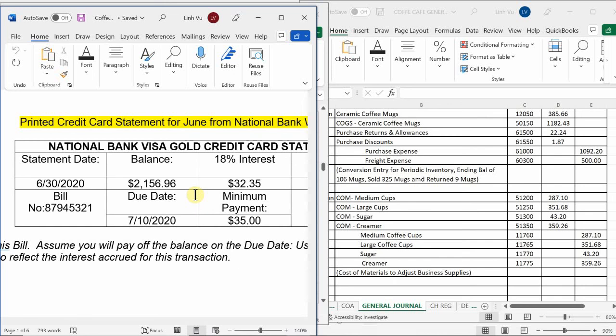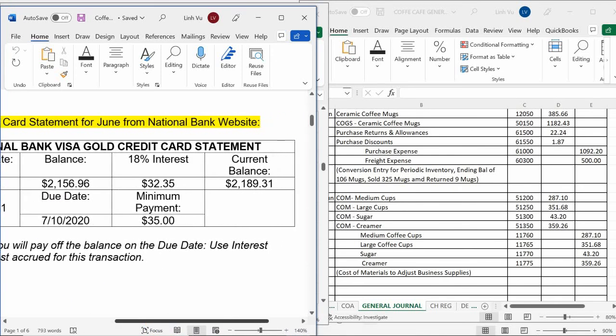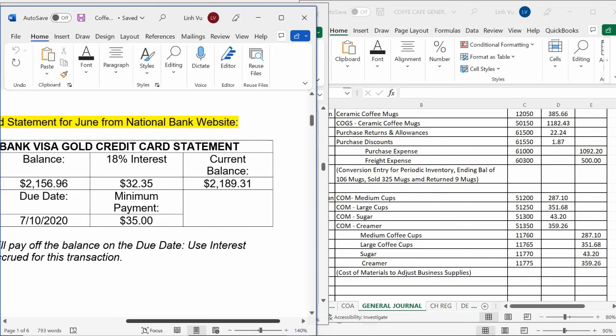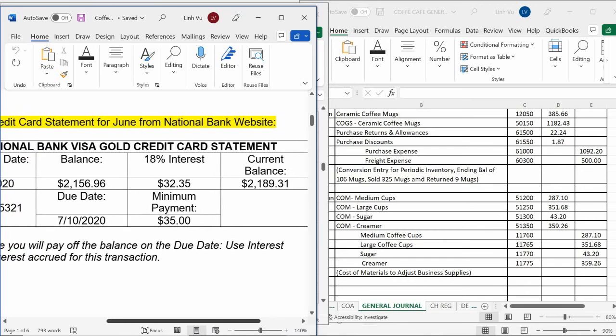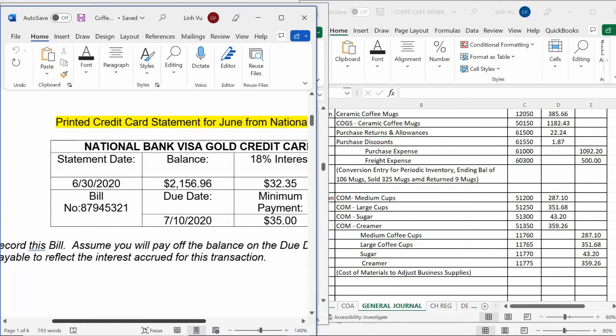Here we have a total balance of $2,156.96. The total amount of interest, which is 18% APR, I already calculated for you. It's going to be $32.35 per month. Here it tells you that your current balance is $2,189.31. A minimum payment of $35 is required, and the due date is 7/10.